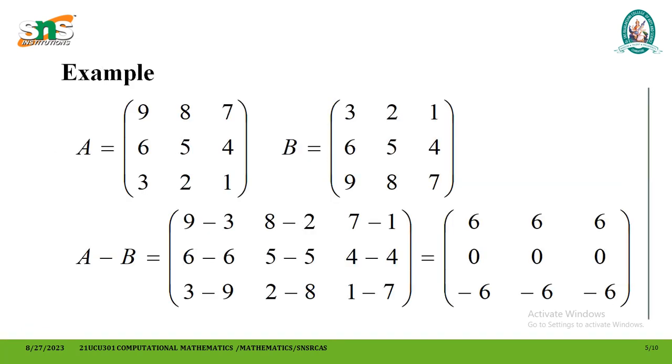So let's see an example of matrix subtraction. So consider two matrices A and B. We have to subtract these two matrices. For subtraction, we have to subtract the first element of matrix B from the first element of matrix A. So the first element of the matrix A is 9 and the first element of matrix B is 3. So we have to subtract these two values, that is 9 minus 3. So in the same way, we have to subtract for the remaining elements also. The resultant matrix is obtained, that is A minus B.